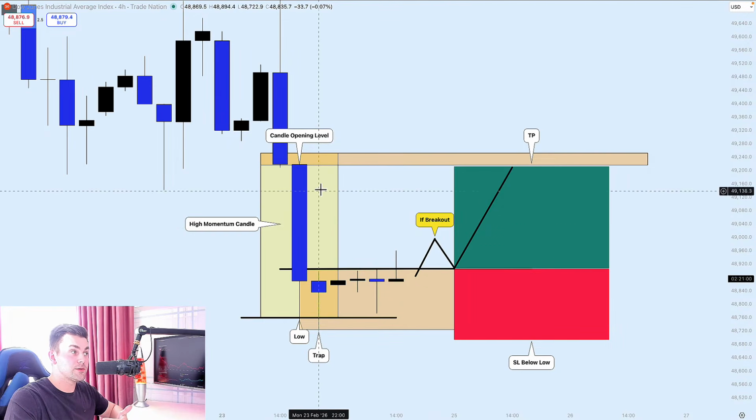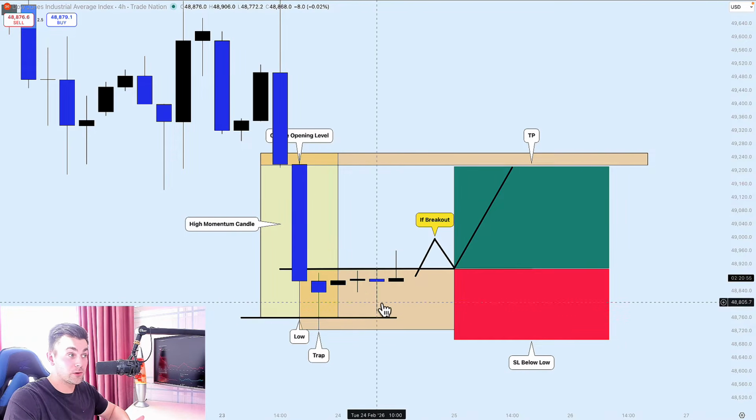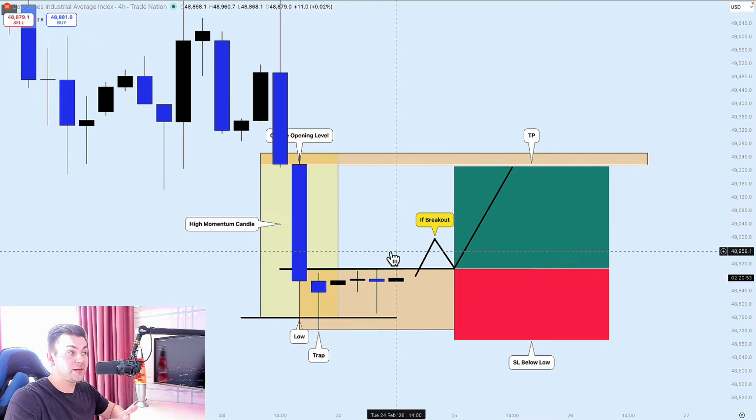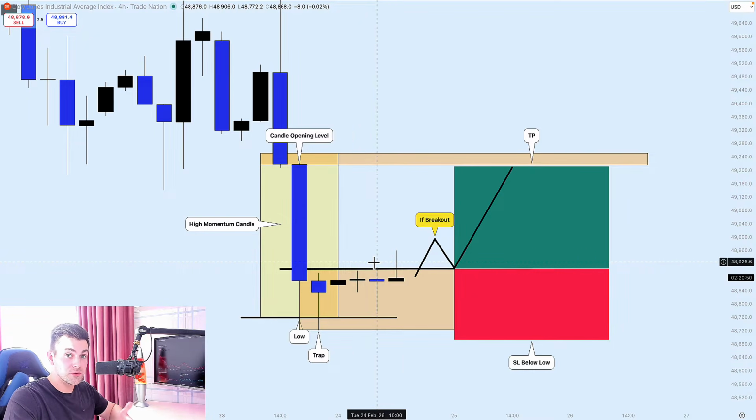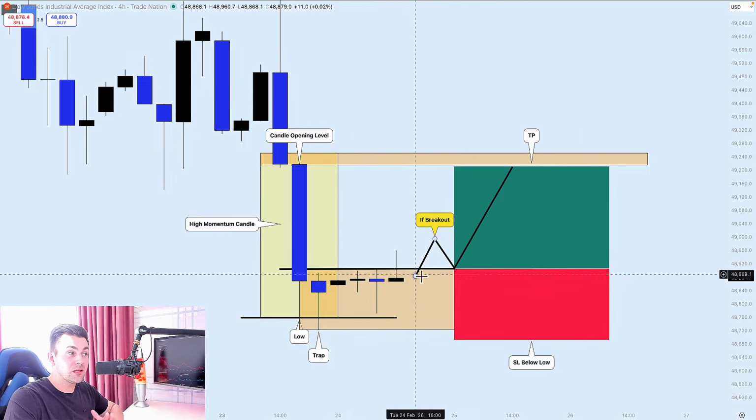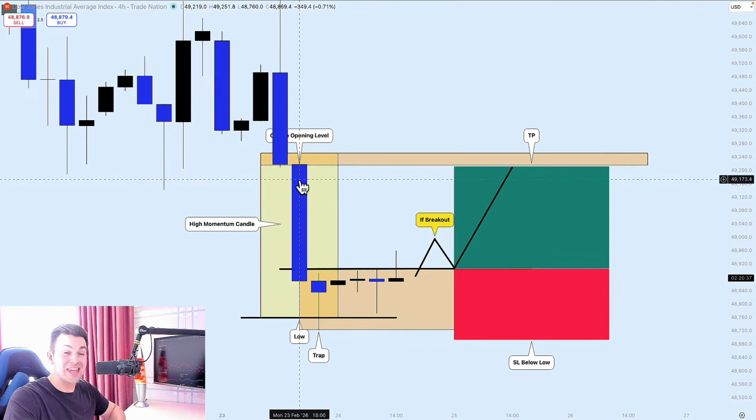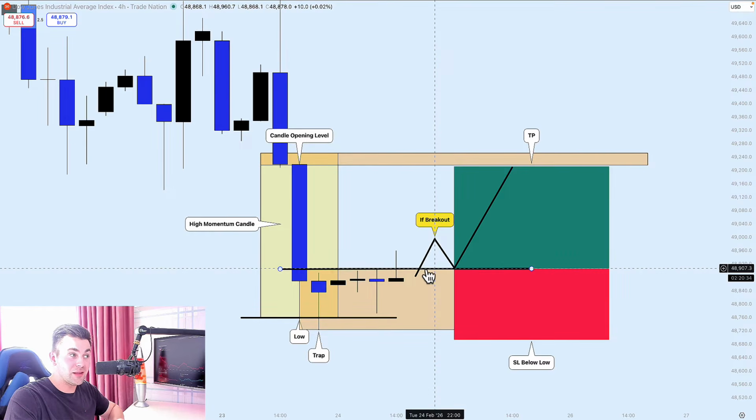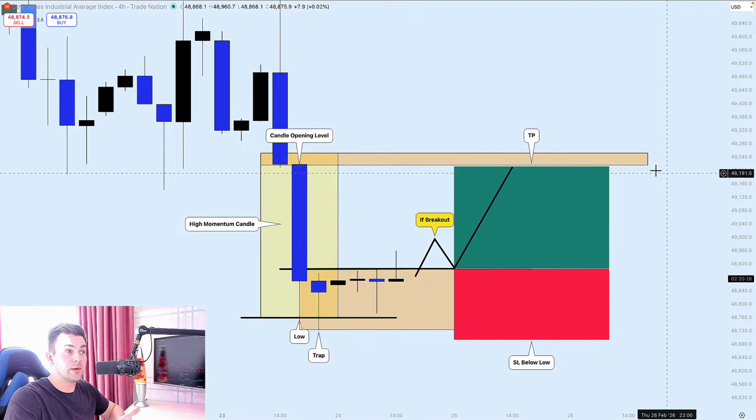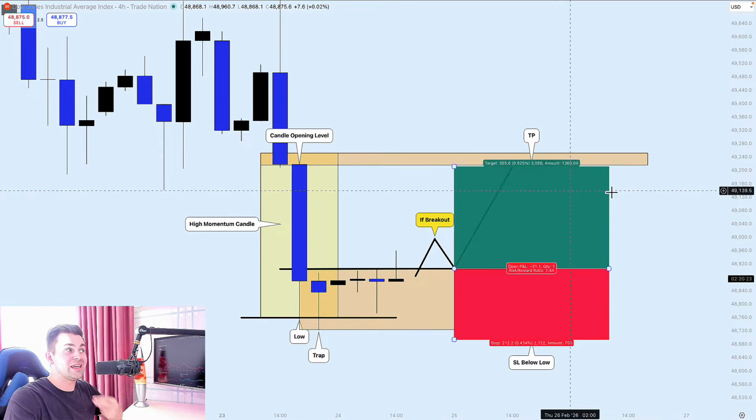In our example, we have a strong high momentum bearish candle and a clear trap below that. Then the market started a consolidation, and the plan is to wait for a completion of this consolidation and accumulation. A candle close above the resistance of that consolidation will confirm that the accumulation is over, and then the market will likely rise all the way up to the candle opening level. We'll set our buy limit order on a retest of a broken resistance. Stop loss will lie below the trap, and take profit will be just a couple of pips below the candle opening level.